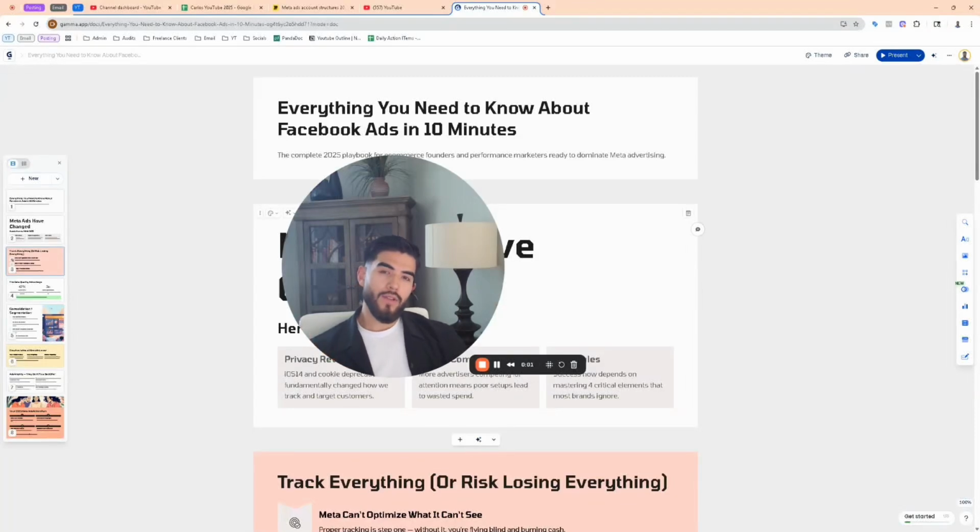If you guys are running Meta ads right now and you're having a hard time scaling or achieving a profitable ROAS, it's likely because one of these four things I'm about to go over is flawed or broken. And these are foundational things. I believe these are the only four things you really need to know to run a successful Meta ads campaign.